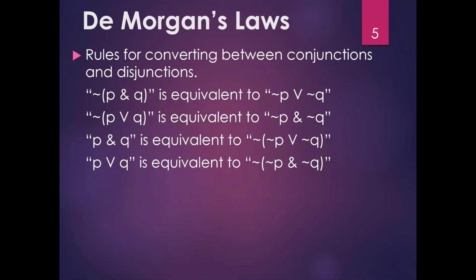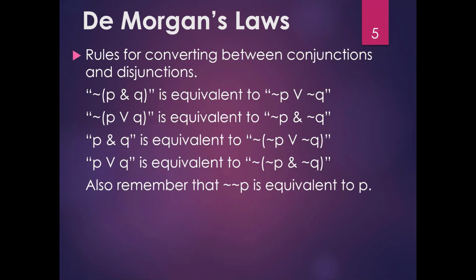You have to be very careful with these, though. You have to follow the precise laws that are given here when you're going back and forth between conjunctions and disjunctions when there are negations involved. Also remember that the double negation, so not the case that not P, is equivalent to P.